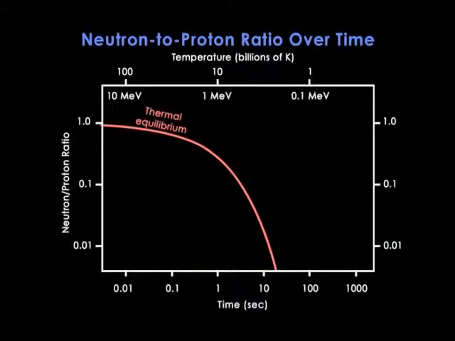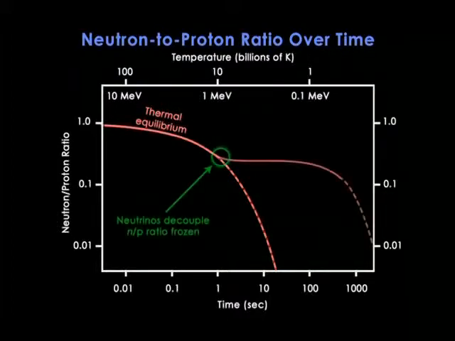Here's a graph of the neutron-to-proton ratio as time advances and the temperature drops. Notice that both axes are exponential. You can see how the ratio starts near 1, but then really plummets. And by 10 seconds, there would be almost no neutrons left at all if it wasn't for the neutrino decoupling at 1 second. This halts all neutrino reactions, so the neutron-to-proton ratio gets frozen at about 1/6, 1 neutron to 6 protons.